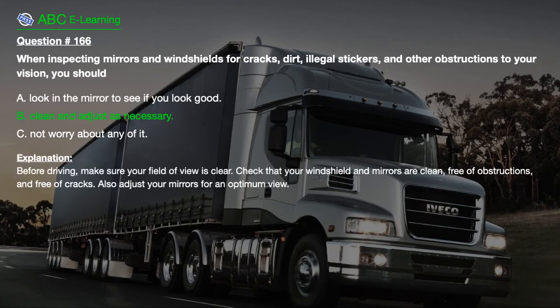The correct answer is here. B. Clean and adjust as necessary. Explanation. Before driving, make sure your field of view is clear. Check that your windshield and mirrors are clean, free of obstructions, and free of cracks. Also adjust your mirrors for an optimum view.